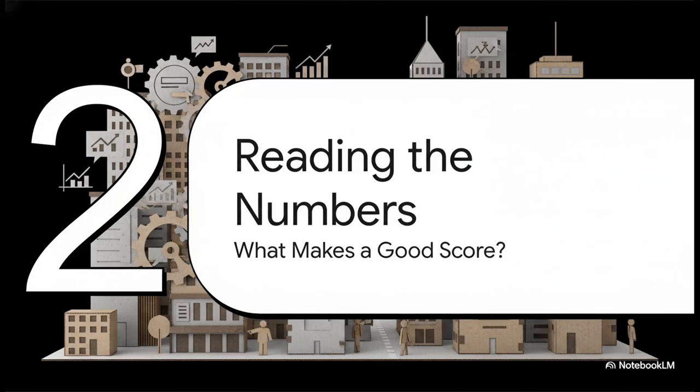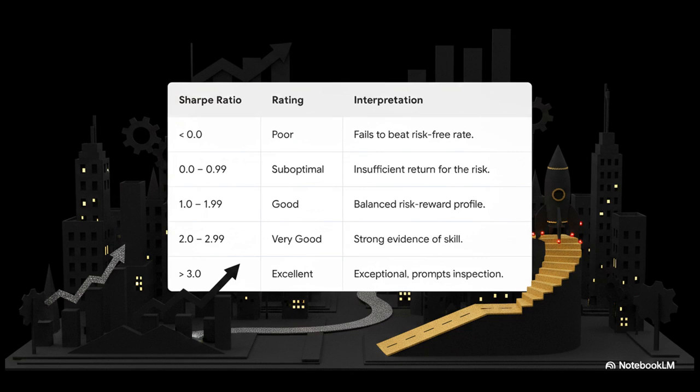Okay, so you plug in the numbers, you do the math, and out pops a result. But what does that number actually mean? How do the pros on Wall Street look at this score and decide if an investment is good, bad, or just meh? Well, this table is basically the industry's cheat sheet.